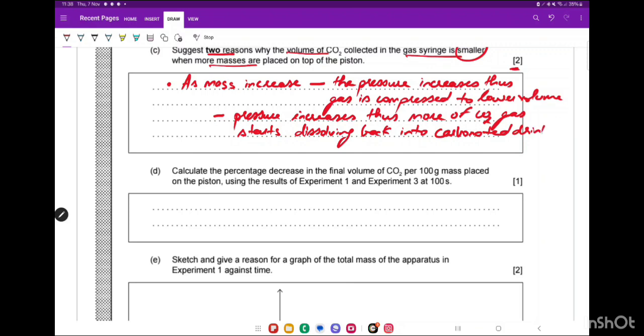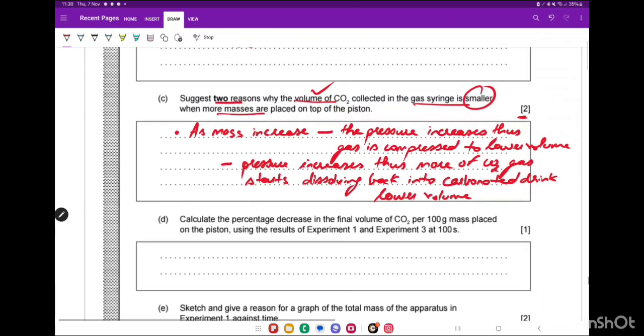If you increase pressure, gas starts dissolving. The higher the pressure, the more the CO2 gas dissolves in the carbonated drink. Hence, the volume is lower. So these are the 2 reasons why the volume could be lower if you increase the mass.